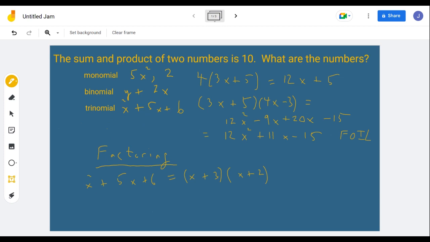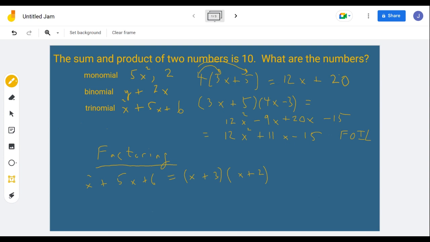And then there are some facts about algebra that really are a symbolic encoding of the laws of arithmetic. So one is the distributive law. If you have a monomial times a binomial, like 4 times 3x plus 5, the 4 can distribute, and that's how you can get rid of the parentheses. So 4 times 3x is 12x, and 4 times 5 is 20. So that's one way to apply the distributive law.